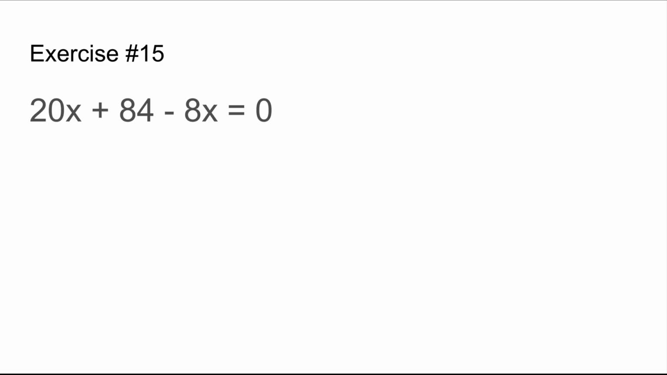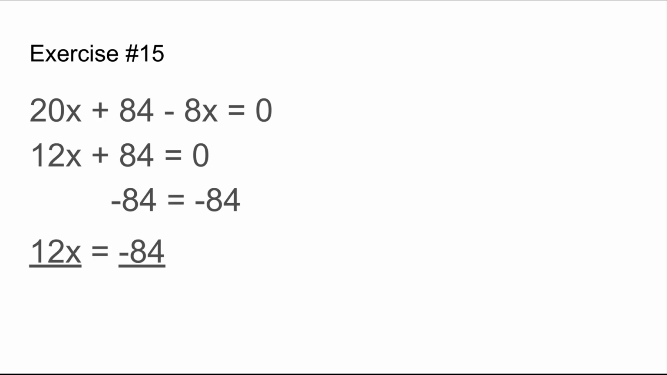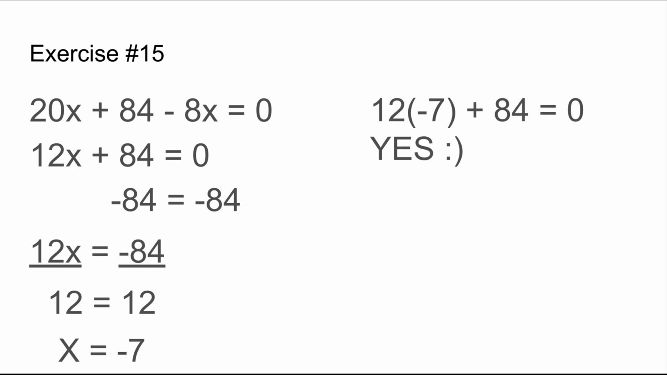Here we go, 15. 20x and negative 8x combine for 12x plus 84 equals 0. If it equals 0, don't get confused. Don't let this little hiccup bother you. Just keep solving the same steps every time. So we are going to get x by itself. That's our goal. So we will continue doing that by subtracting 84 on both sides. 12x equals negative 84. Divide by 12, x equals negative 7. Plug it in. That's right.